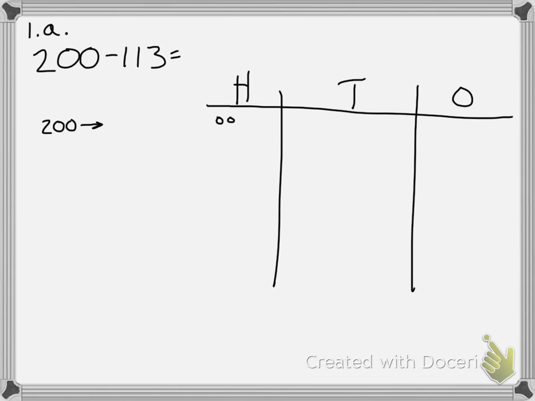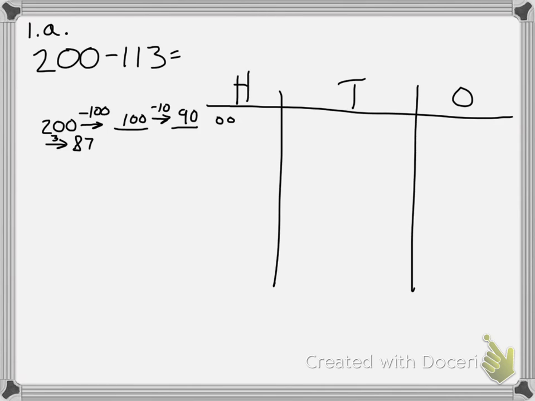So first I'm going to subtract my 100. So 200 minus 100 is 100. Then I'm going to subtract my 10, which is 90. And then I'm going to subtract the 3 in the ones place, which leads me to 87.